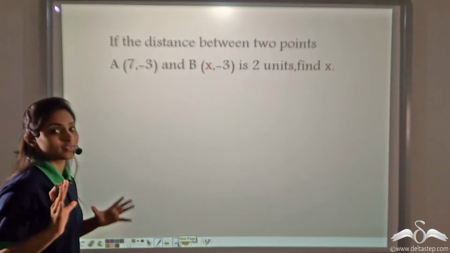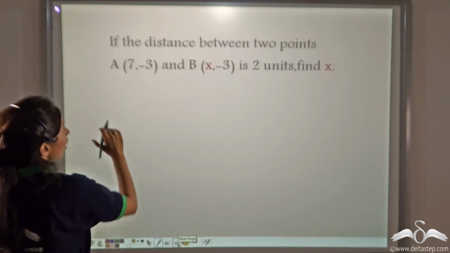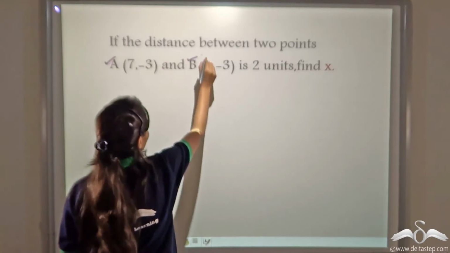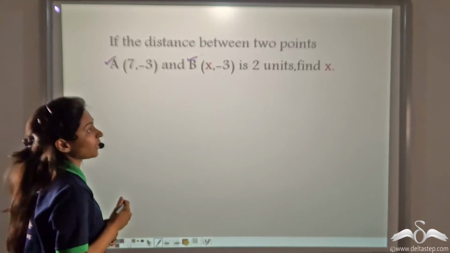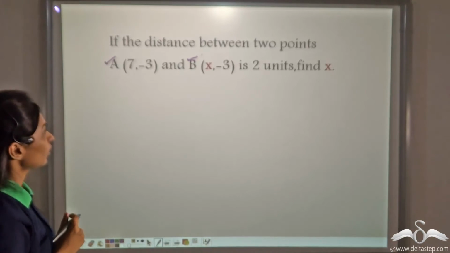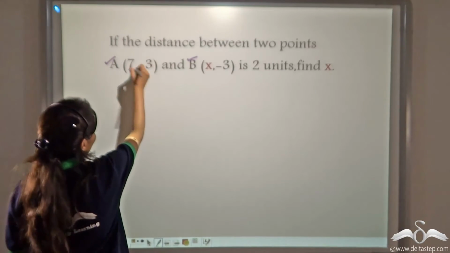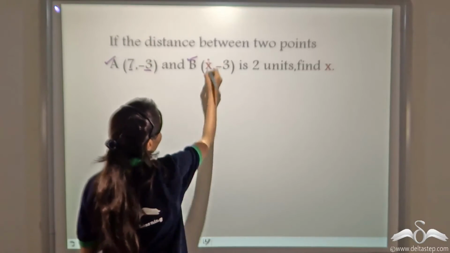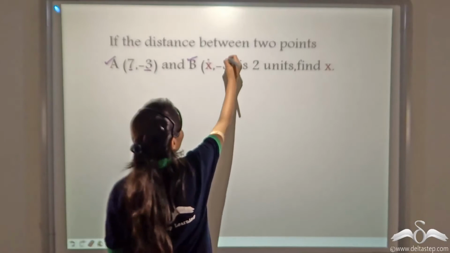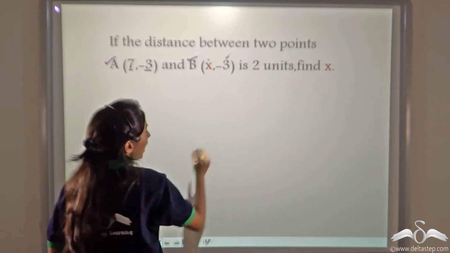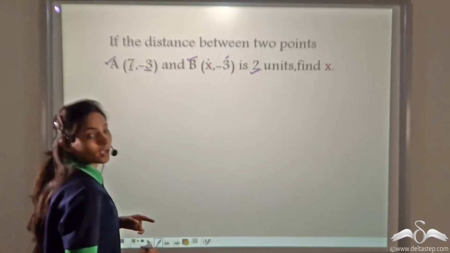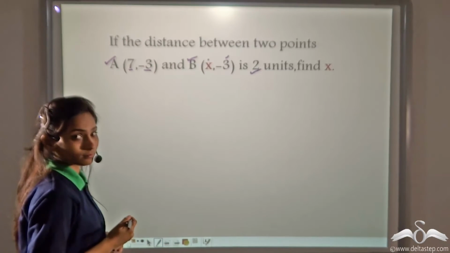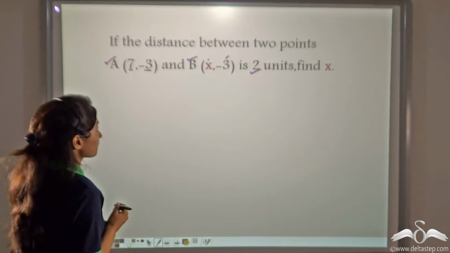Now I have an interesting problem for you. Now if the distance between 2 points, that is 2 points are given, is 2 units, find x. What have we not given you? We have given you the x coordinate and the y coordinate of A. We have not given you the x coordinate of B, but we have given you the y coordinate of B, and we have given you the distance. Can you find me the x coordinate of B? Try it out.